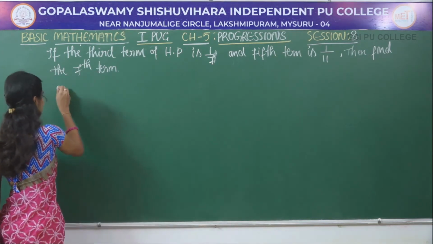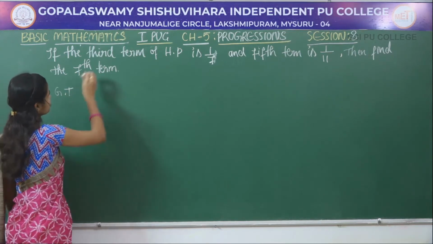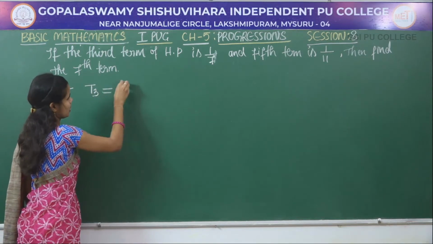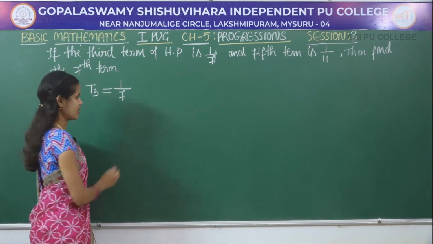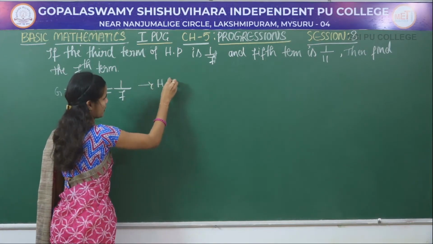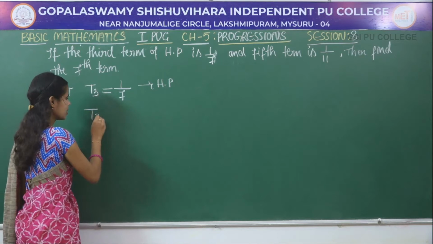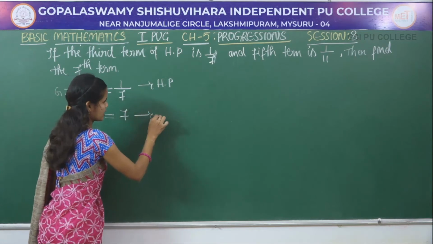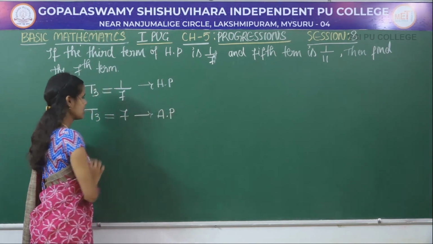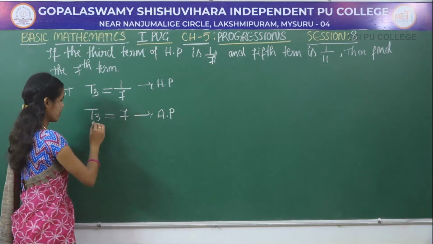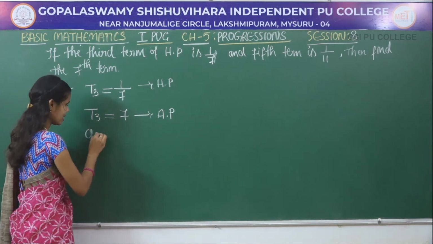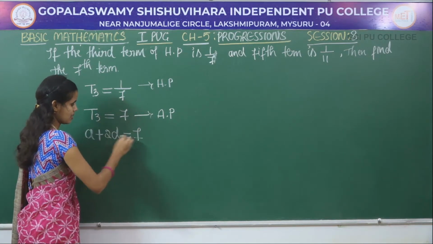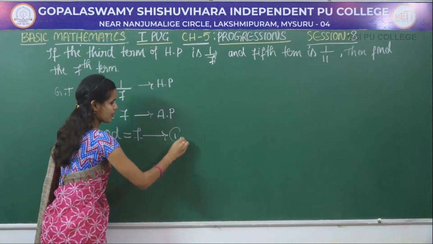So first consider the given data. The third term, denoted by T3 in HP, is 1 by 7. Since it is in HP, the third term in AP, the reciprocal of this term, is 7. The third term in AP is defined as A plus n minus 1, so 3 minus 1 means 2, into D, is equal to 7. Call this equation 1.